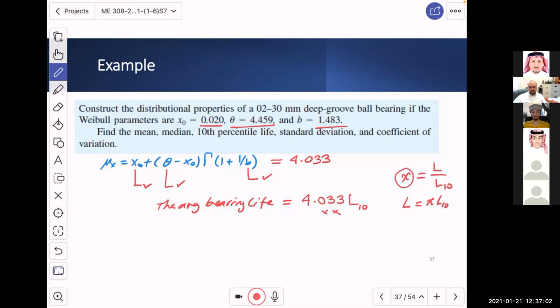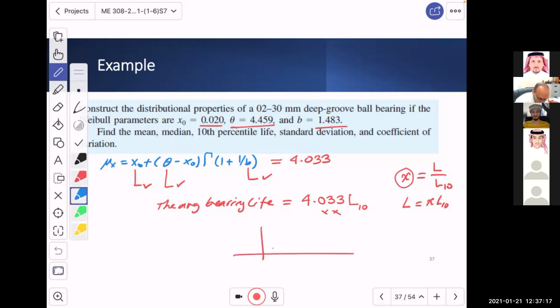What does that mean? Well, of course, the average is more than the 10 percentile life. Why? Let's just remember, guys, that the curve is like this, because of the Weibull distribution. Look, guys, the 10 percentile is here, right?